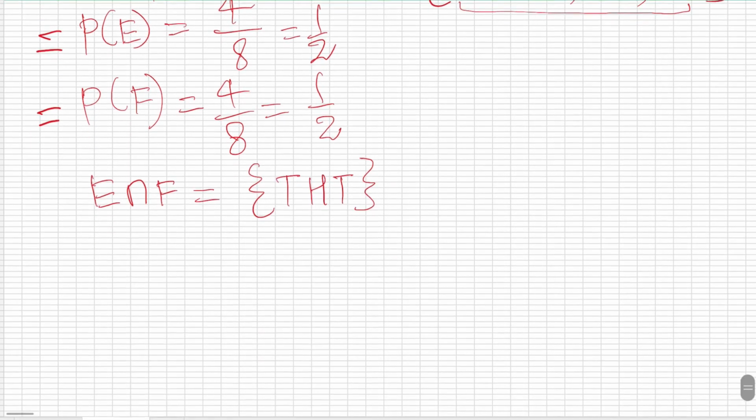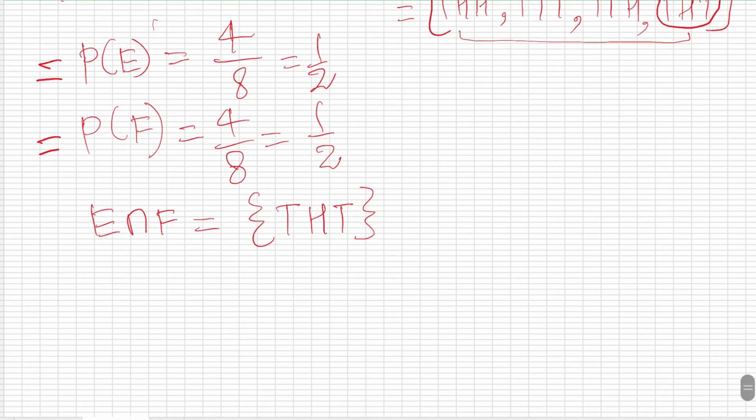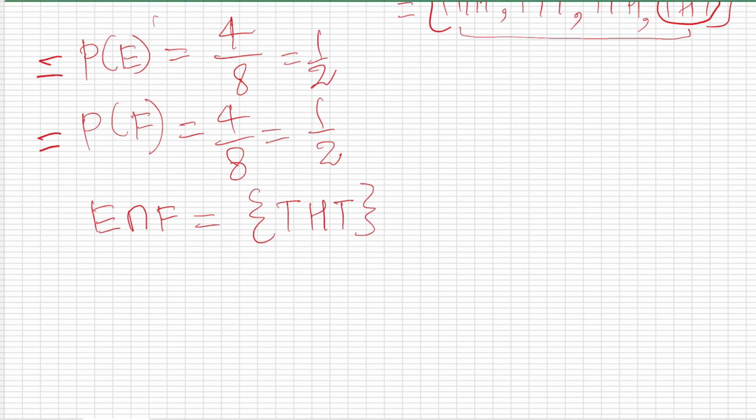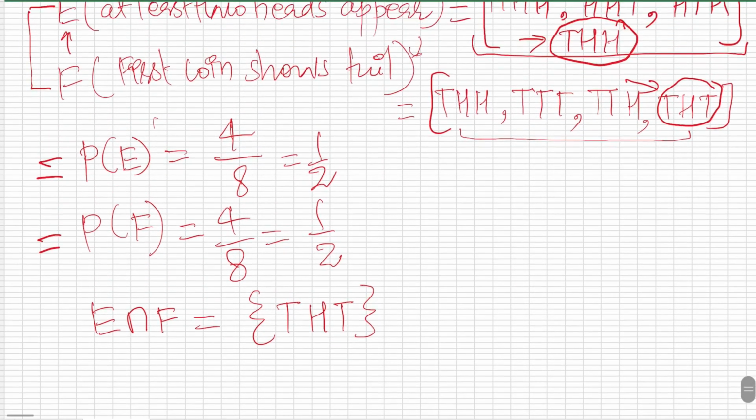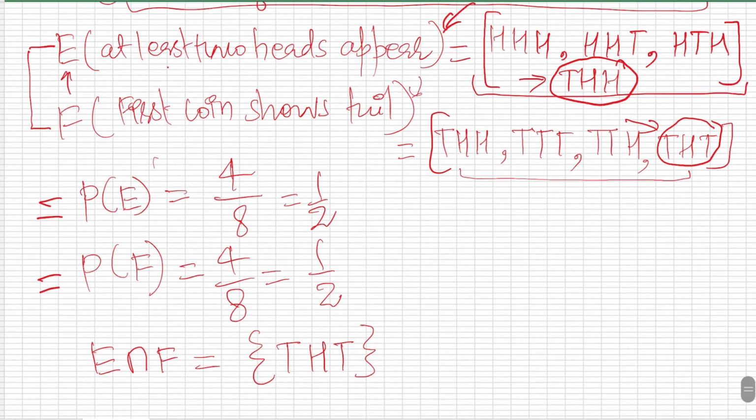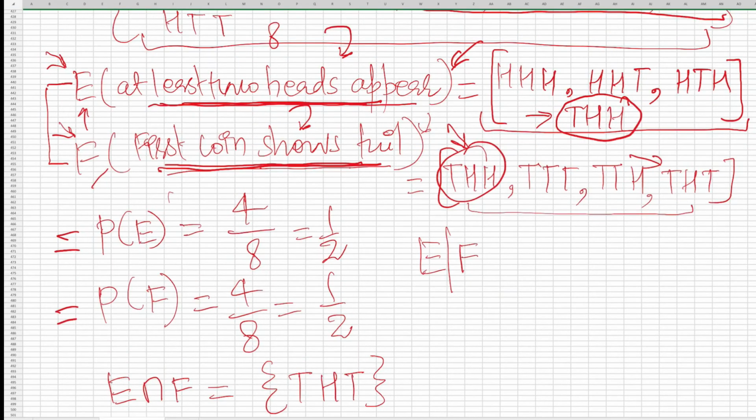Now try to understand the fundamental of conditional probability. Suppose someone is asking us: what is the probability of at least two heads appearing when the first coin is showing tail? This means there is a conditional probability between E and F. Someone is asking what is the probability of E if F is already occurring, meaning what is the probability of at least two heads appearing if the first coin shows tail. This is called conditional probability.